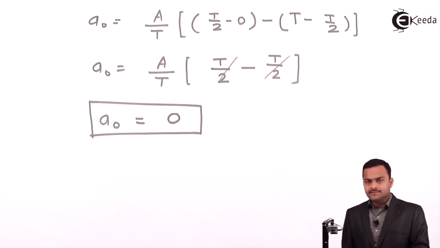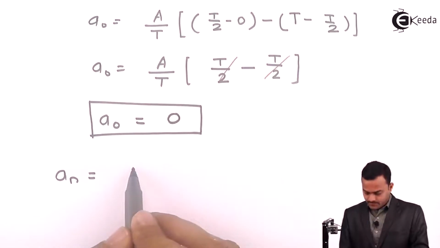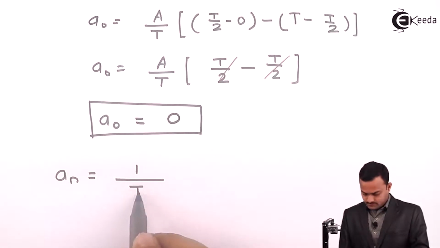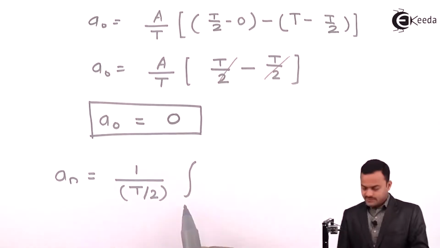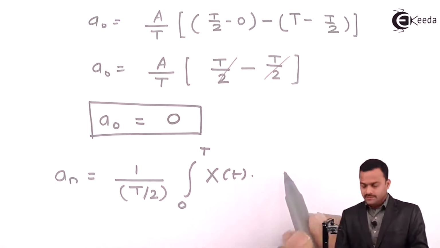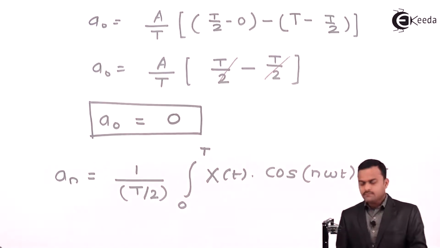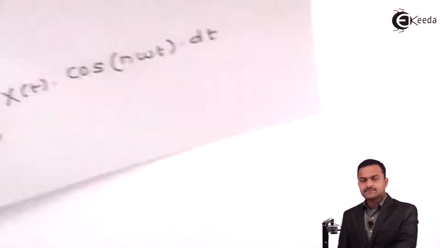Let's find out the an. So an is given by 1 upon half the time period, integral of the waveform, which exists from 0 to T, x of t cos n omega t dt. Since the waveform has two parts, this integral will get split into two like this.